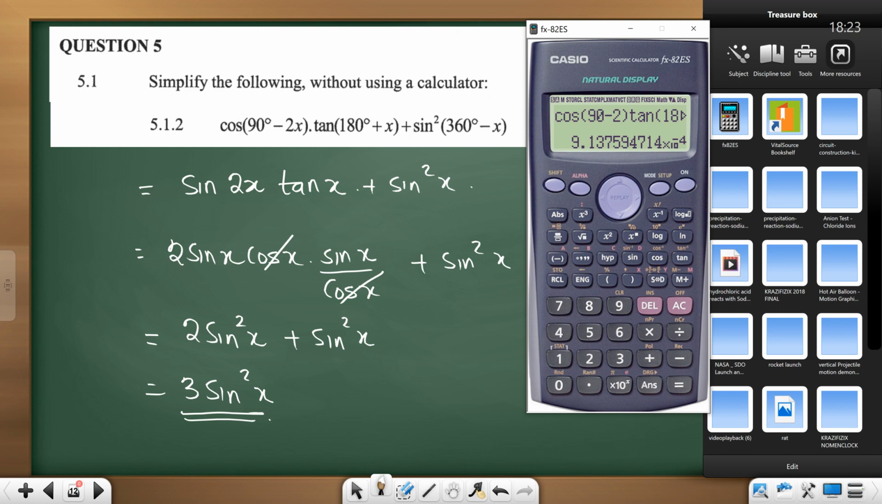Okay. Now, go back to your calculator. Look at your answer. Have you seen my answer? 9,13, right? So I'm going to say 3 sine, what was my x? 1 squared. Done. I'm correct. 6 marks in the bag.